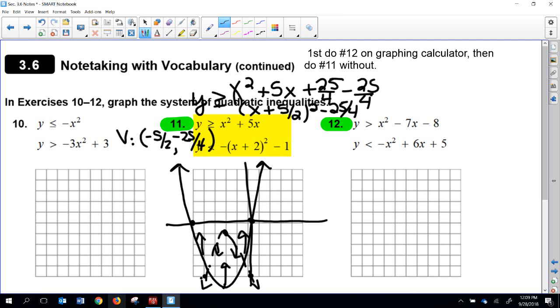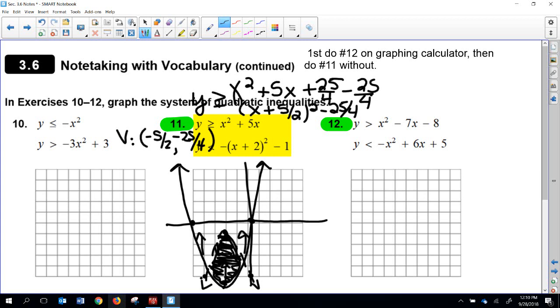Where am I going to shade then? In between them. Right in here. This is the only part that gets shaded, this part right in here, right in between them. That's it. Only points in that region are going to satisfy each inequality. Okay?